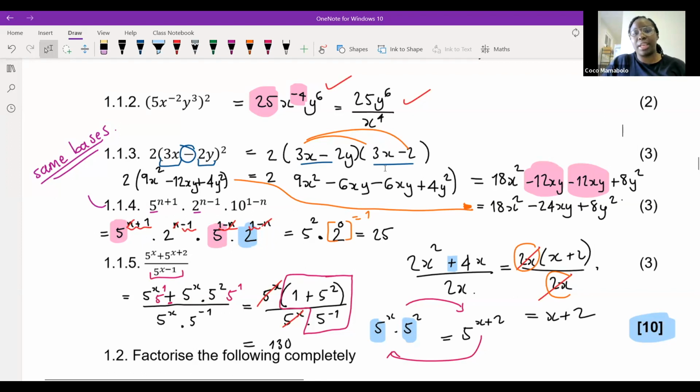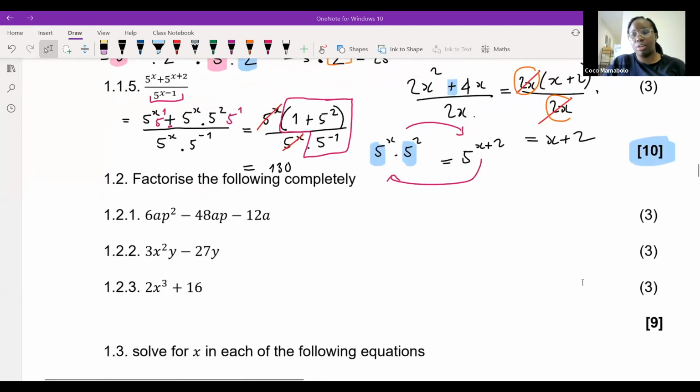All right. Let's get to the next section. Over here, guys, this is worth 9 marks. You've got 4 minutes for this section. It's worth 9 marks. We are just factorizing.